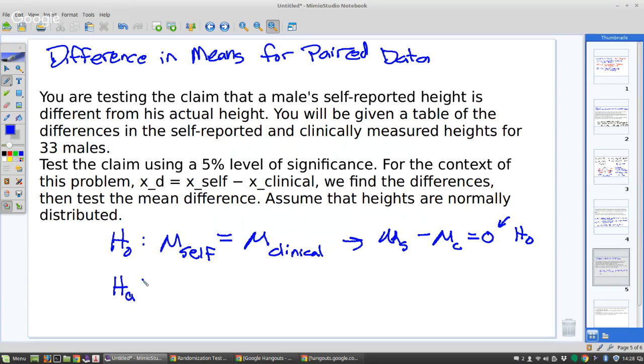The alternative hypothesis here would be that they are different, so that would be not equal. That could also be written as mu self minus mu clinical is not 0.